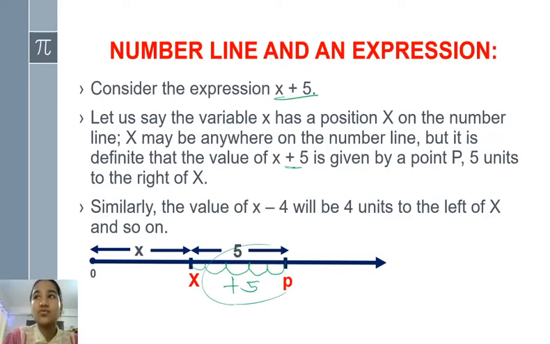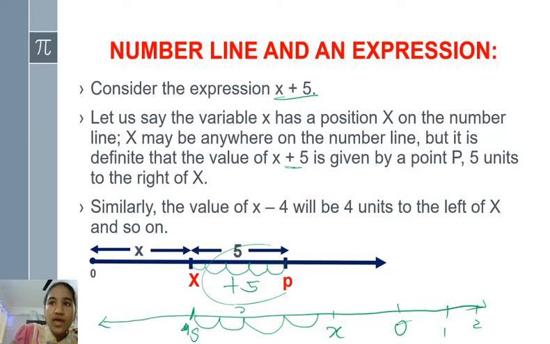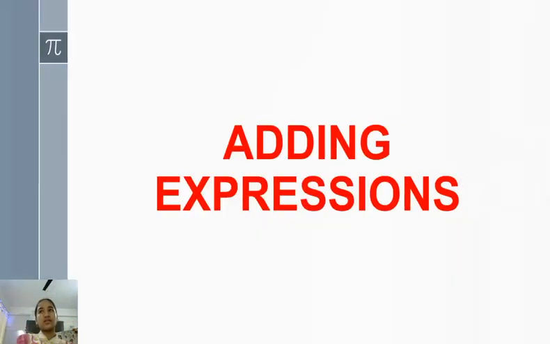Similarly, x minus 4 will be 4 units from x, and so on. For example, we have to draw x minus 4. Somewhere we consider 0 to be here, here 1, and so on. So over here is x. So minus 4, coming 4 steps: minus 2, 3, 4. So over here will be another point, let's take it as S. So x minus 4 we have represented on a number line.